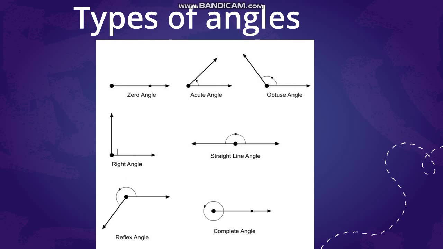Now you have zero angle. Zero angle is something which looks like this. This can also be represented as a complete angle. Complete angle means 360 degree.